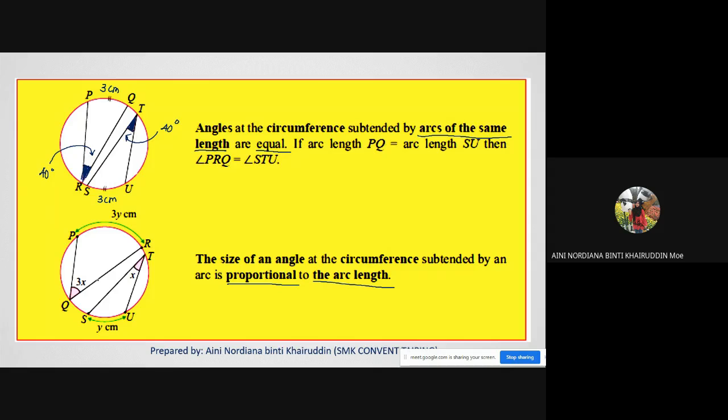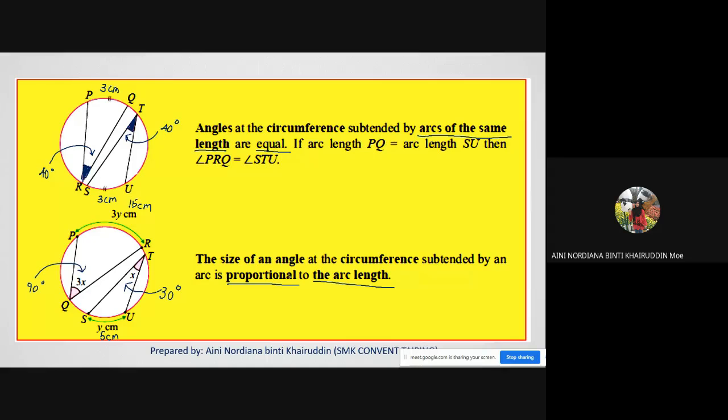Okay, so for example, let's say this is 5 cm and this is 15 cm. Let's say this is 30 cm, 30 degree. What is the angle of PQR? Anyone? 90 degree. Correct, 90 degree.